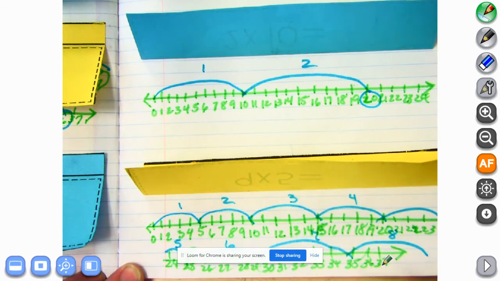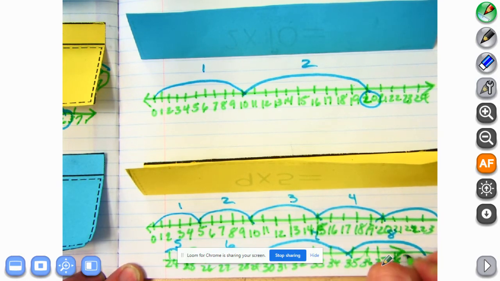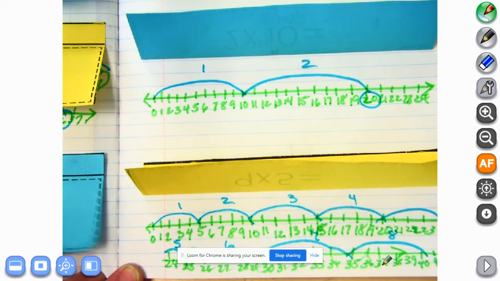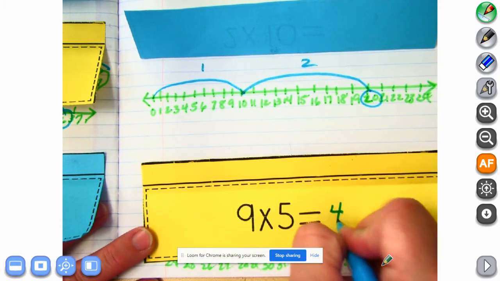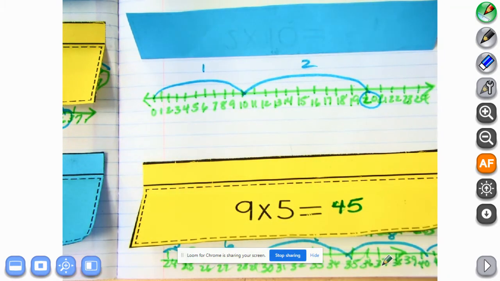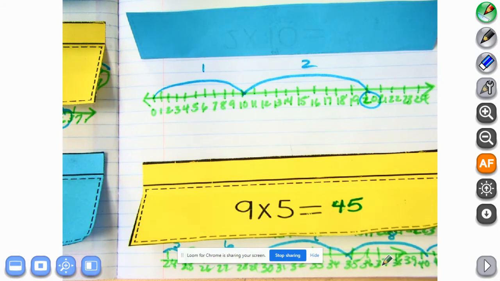So we've got 37, 38, 39, 40, 41, 42, goes all the way over here to 45. I've run out of room. 45. We ran out of room on the paper.